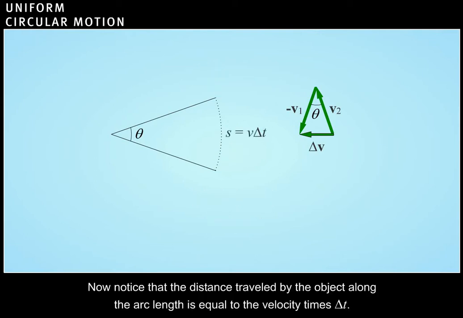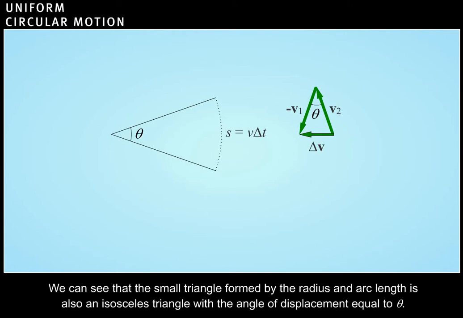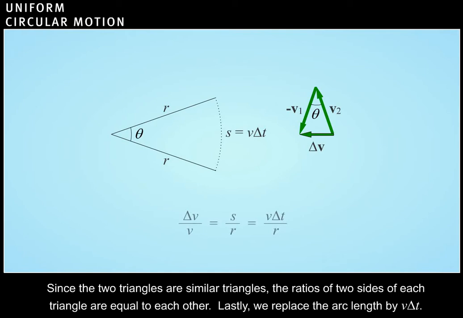Now notice that the distance traveled by the object along the arc length is equal to the velocity times delta t. We can see that the small triangle formed by the radius and arc length is also an isosceles triangle with the angle of displacement equal to theta. Since the two triangles are similar triangles, the ratios of two sides of each triangle are equal to each other. Lastly, we replace the arc length by v delta t.